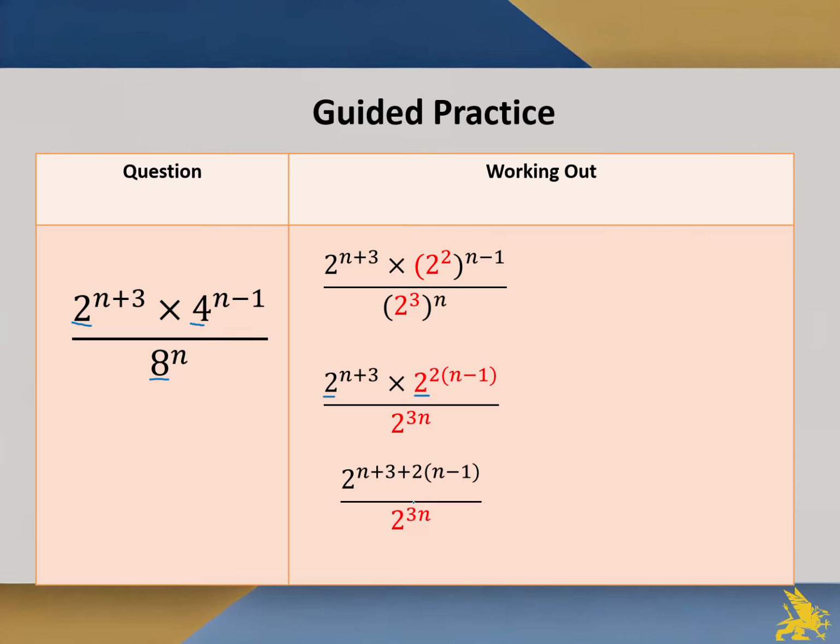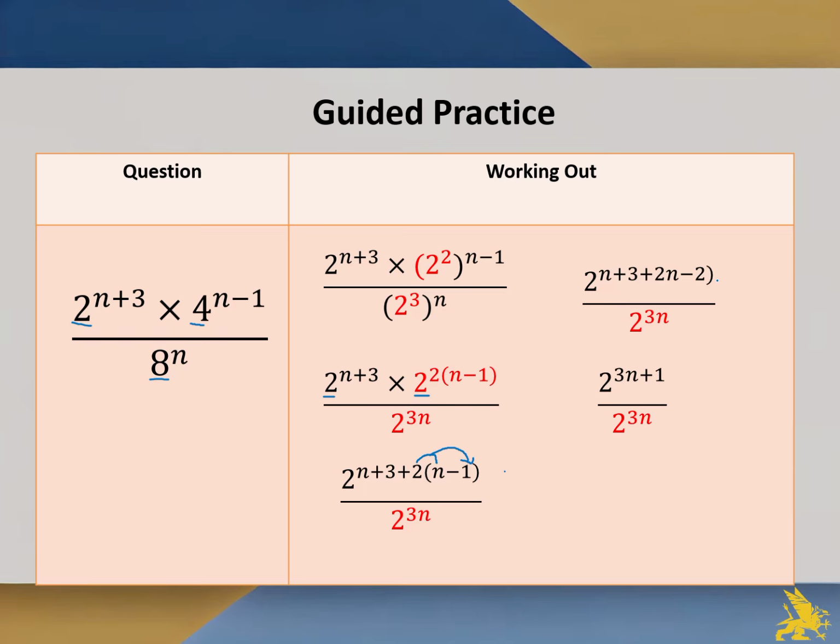So the first thing I'm going to do here is I'm going to go times it. So 2 times n is 2n, and 2 times negative 1 is negative 2. Now I can add the like terms. So I've got 3n, and then 3 take away 2 is 1.